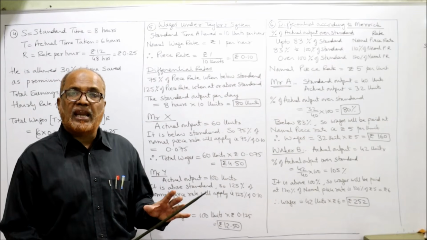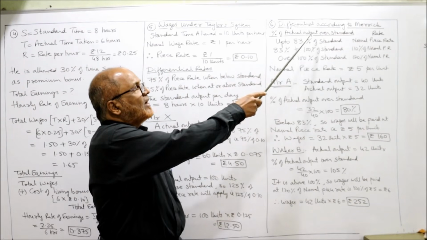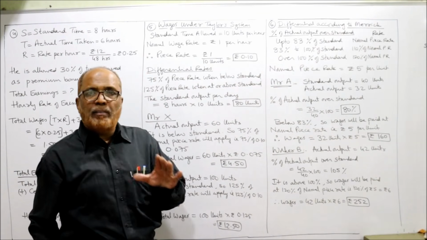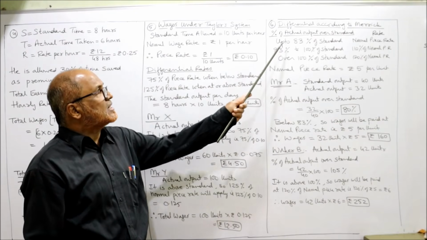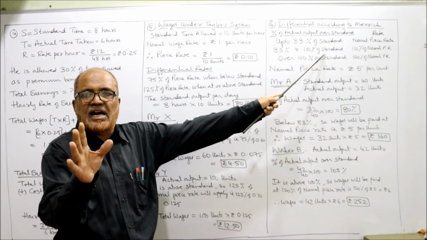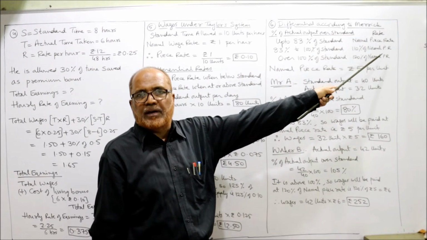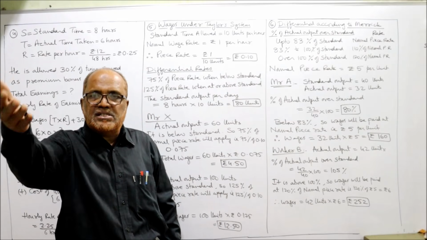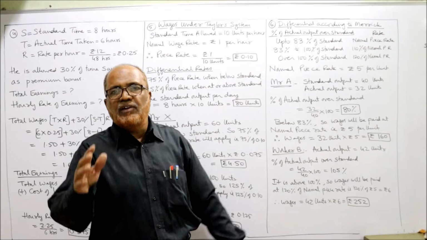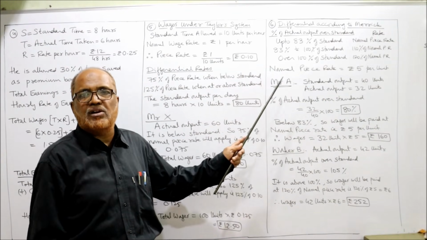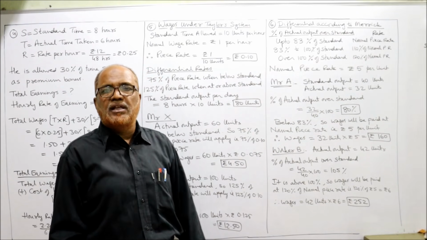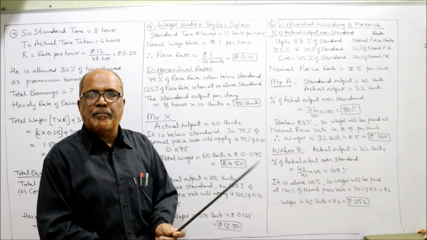First of all, we write the rates given by Merrick. So differentials according to Merrick: percentage of actual output over standard rate. Merrick has specified 3 rates. First, up to 83% of standard. If any worker makes up to 83% of standard, he will be paid the normal piece rate. If a worker makes more than 83% up to 100%, then 110% of normal piece rate. If a worker produced more than 100% of standard, he will be paid 120% of normal piece rate.